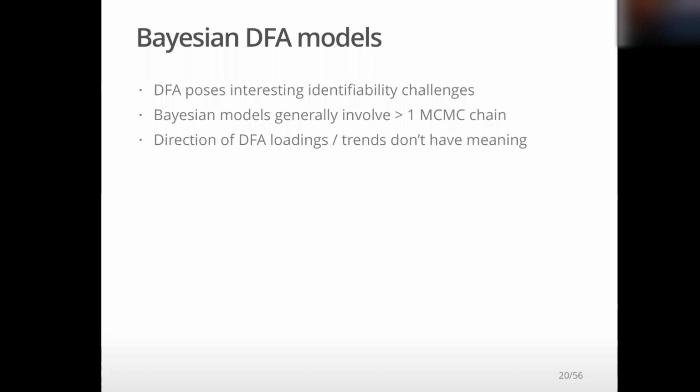The other thing we know about DFA, from what Mark was talking about, is that the direction of those DFA loadings and trends really doesn't have any meaning. You could fit a DFA in MARSS, and you could have a negative loading on a trend that's also negative, but when they get multiplied together, they give you a positive estimate of, for example, population abundance. So the absolute direction of those loadings and trends doesn't have any meaning. Okay, so what does that mean?